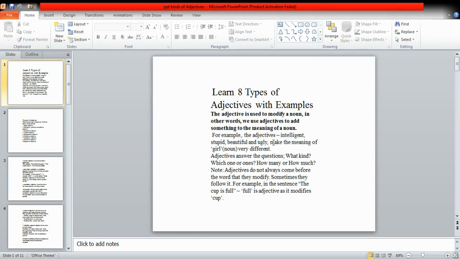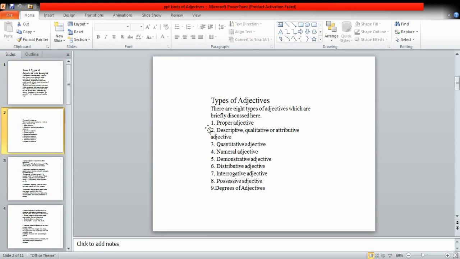So in both ways, you have to keep in mind that adjectives can be there in the sentence, either before the noun, or whenever a word in a sentence tells us about the quality of the noun, that word would be acting as an adjective. Then we come to the types of adjectives. We have these 10 types of adjectives. 9 are written over there, and the 10th type we are going to discuss later in the same lecture. There are 8 types of adjectives which are briefly discussed over here.